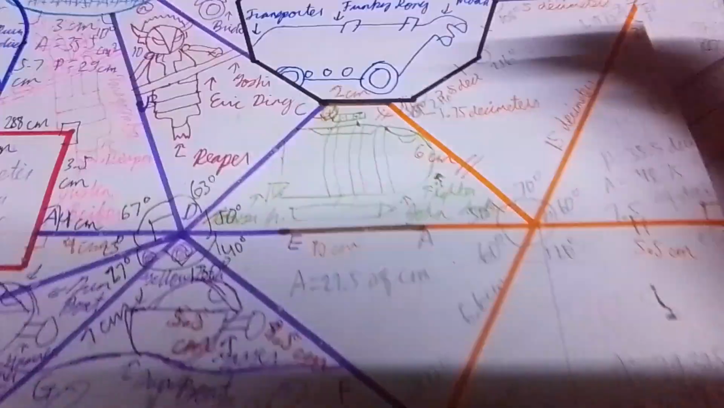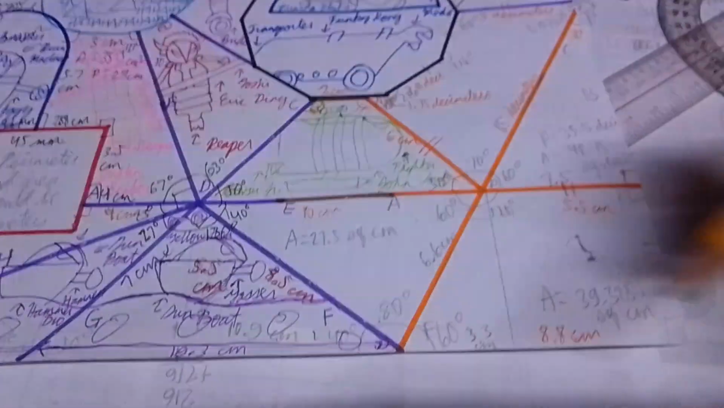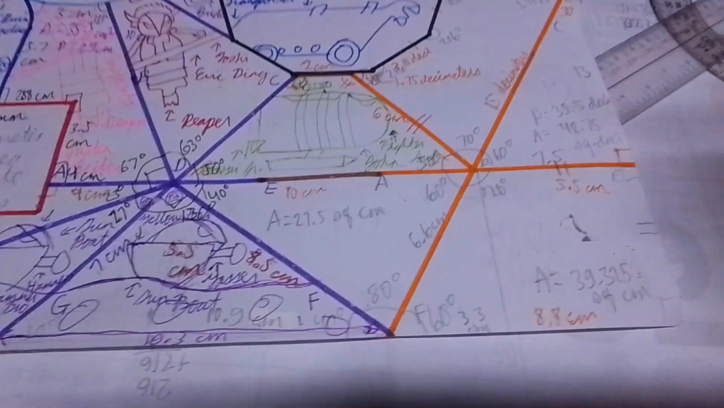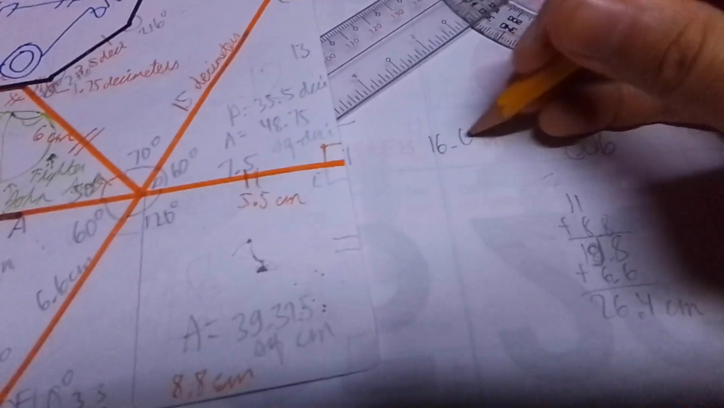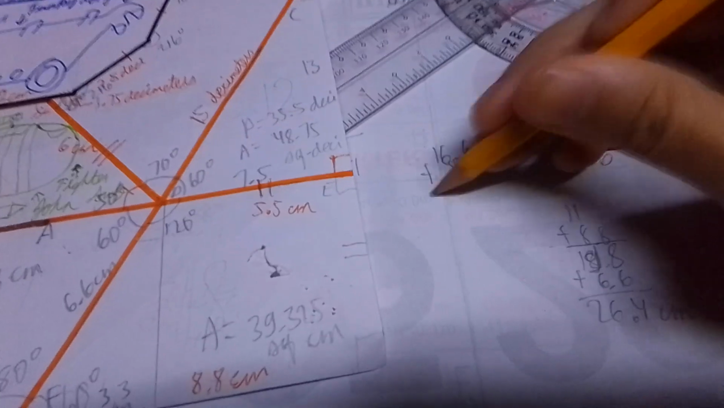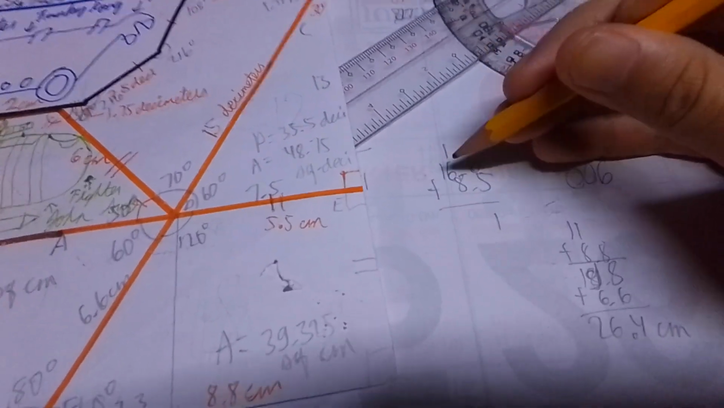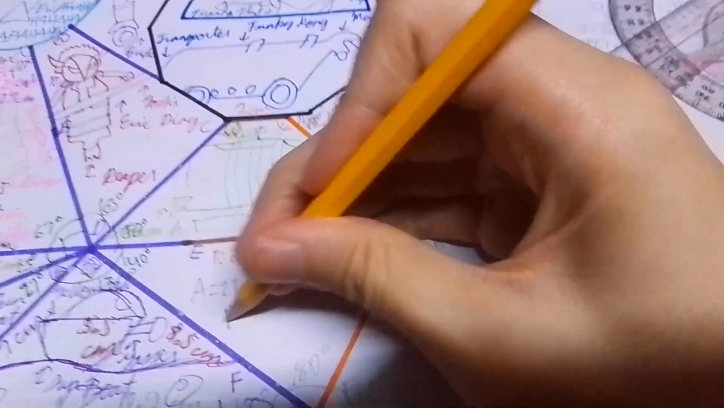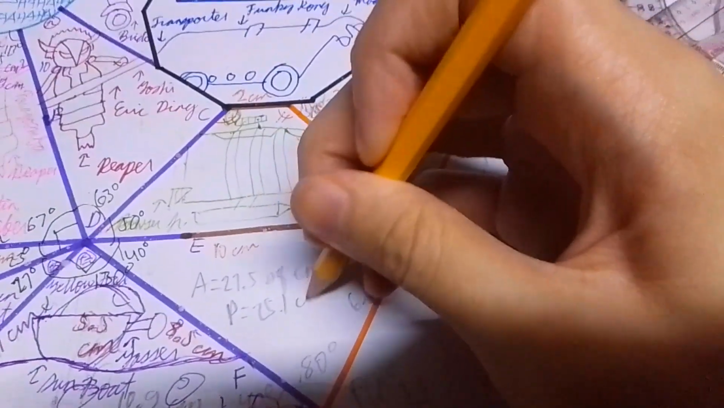Okay? Now, for the perimeter of this triangle, that's very easy. 10 plus 6.6 is 16.6, plus 8.5. So the perimeter is 25.1 cm.